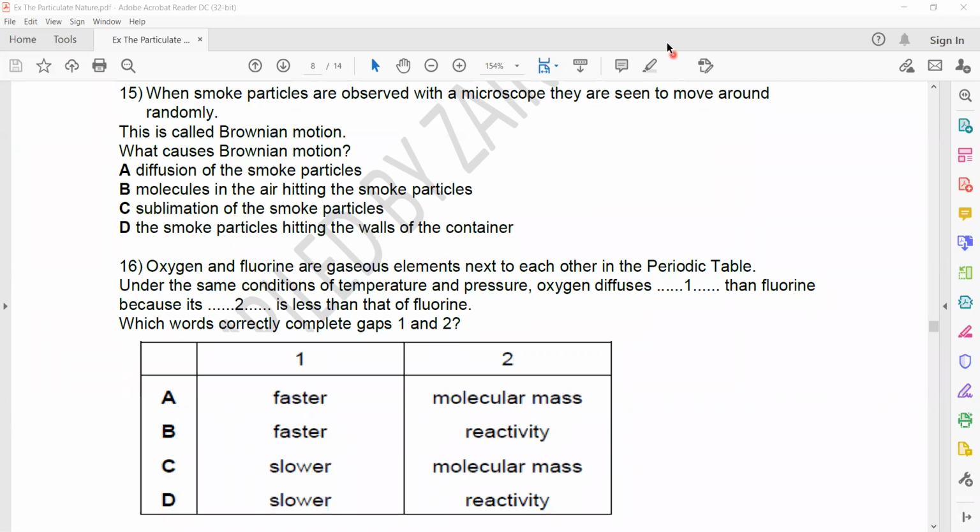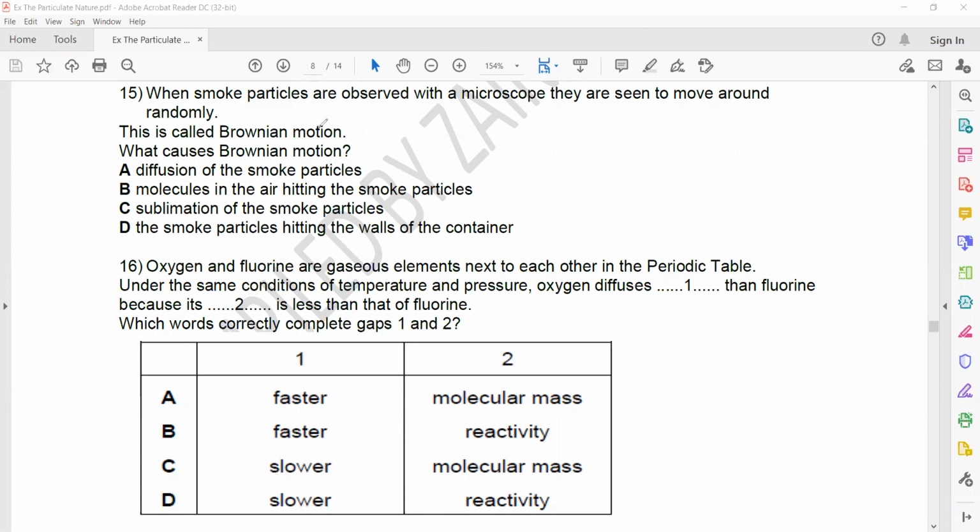So basically what happened, the heavy smoke particles are continuously hit by or colliding with the lighter air molecules, and these lighter air molecules, what do they cause? They cause a random motion. So molecules in air hitting the smoke particle, that's why it caused a random motion.